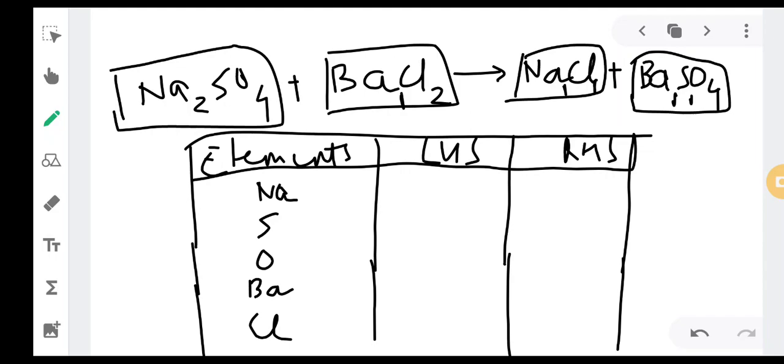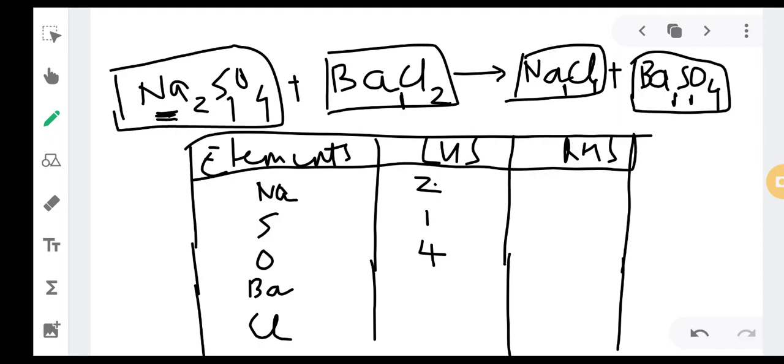Okay, so now what we need to do is balance the chemical equation. How many sodium atoms are there over here? If you can see on the left hand side, there are 2 atoms of sodium. How many atoms of sulfur are there? 1 atom of sulfur. How many atoms of oxygen are there? On the left hand side I am talking about, there are 4 atoms of oxygen.